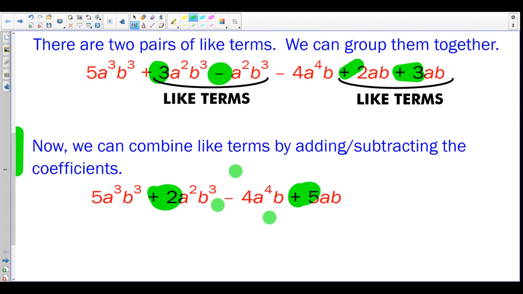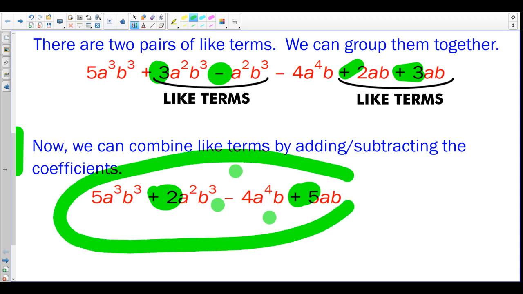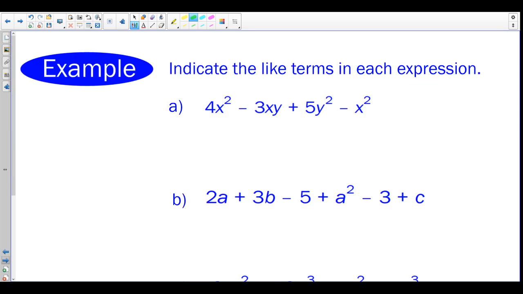5a cubed b cubed stays as 5a cubed b cubed. And negative 4a to the exponent 4b stays as negative 4a to the exponent 4b. And this, right here, of course, is as far as we can go. There's nothing else that we can do to make this into a simpler expression. That's it. That's all there is to it. All right? Okay. Moving on.